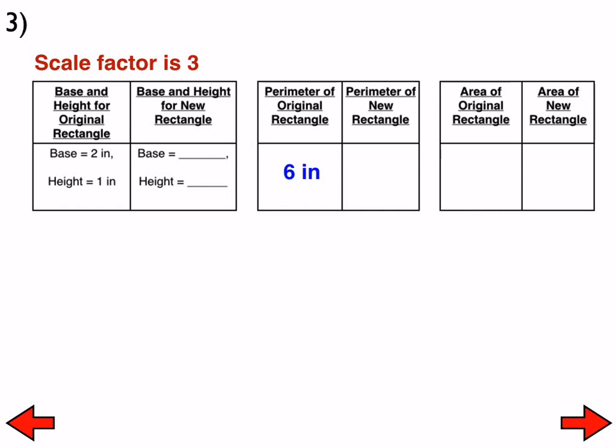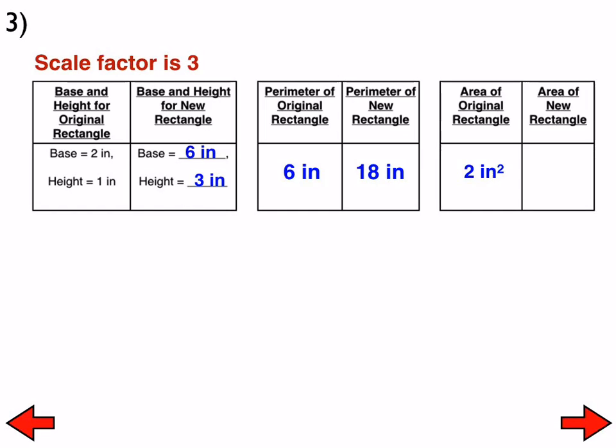So I asked you to find the perimeter of the original and the area of the original, and then try and find the perimeter of the new and the area of the new without the side lengths. I'm going to go ahead and fill in the side lengths, but you don't really need those. If the scale factor is 3 or 3 to 1, the perimeter will be 3 times as big as the original one.